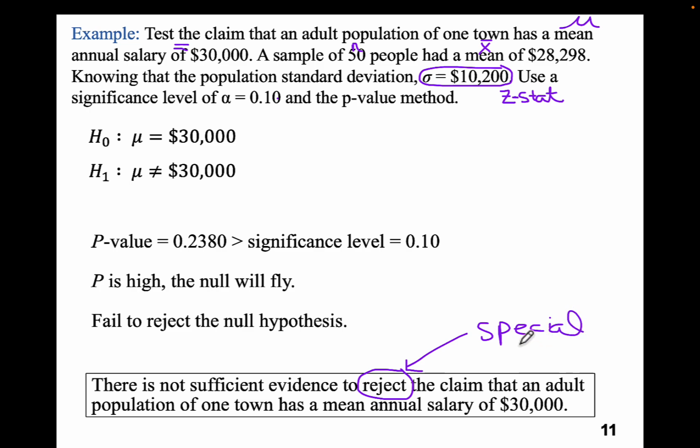The special case is when your claim is about equals, less than or equal to, greater than or equal to. If the original claim contains any of these, then we have to use a special case, and this word at the very end changes to reject.